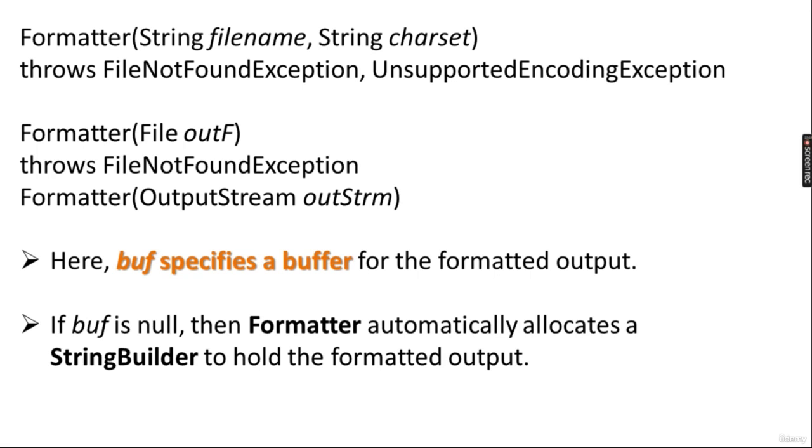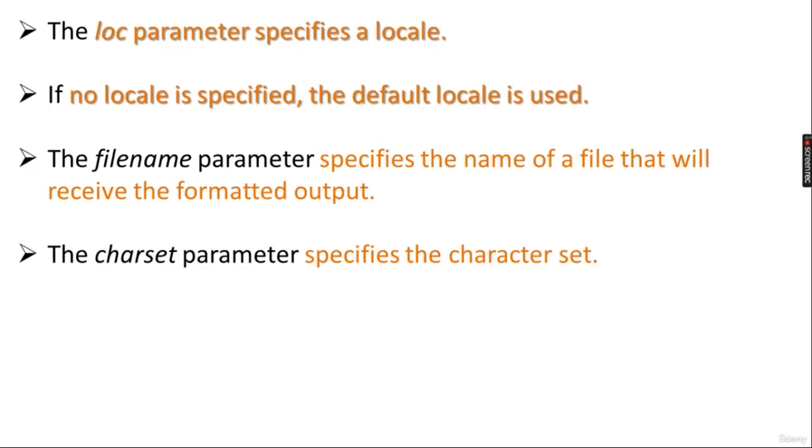Formatter(File outF) throws FileNotFoundException, Formatter(OutputStream). Here buffer specifies the buffer for the formatted output. If buffer is null, the Formatter automatically allocates a StringBuilder to hold the formatted output. The locale parameter specifies a locale. If no locale is specified, the default locale is used. The fileName parameter specifies the name of a file that will receive the formatted output. The charset parameter specifies the character set.